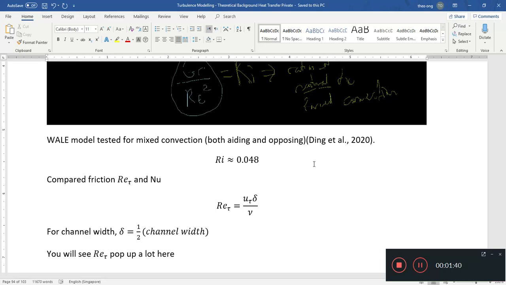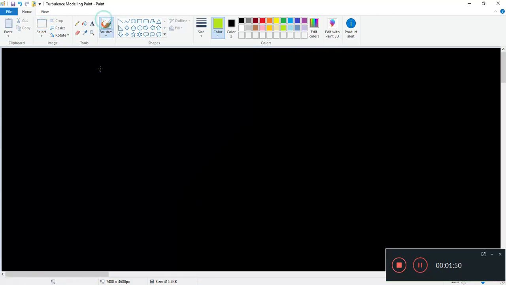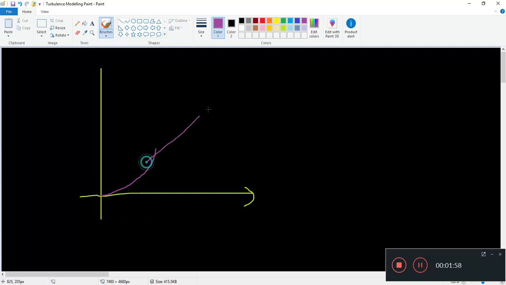Why is that the case? Because it actually generates more turbulence in the log law layer. So what do I mean? Of course, we have actually two log law layers. In turbulent mixed convection, we have our standard log law layer, the log law of the wall.